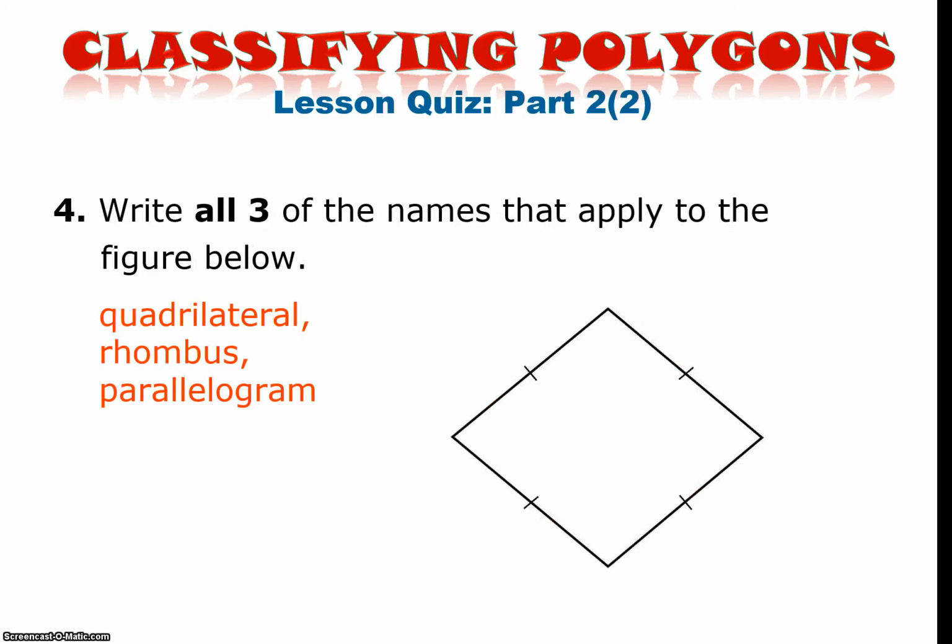If I want to classify, that just means to give all the names. So I always start at the top of my flowchart and go down. Quadrilateral because it has 4 sides. It's a rhombus because it has 4 congruent sides, and it's also a parallelogram because it has 2 sets of parallel sides.